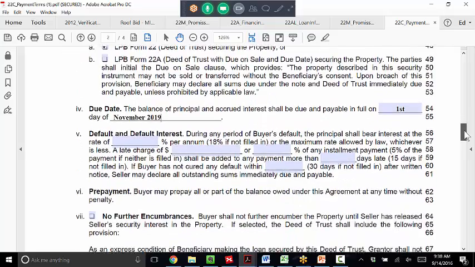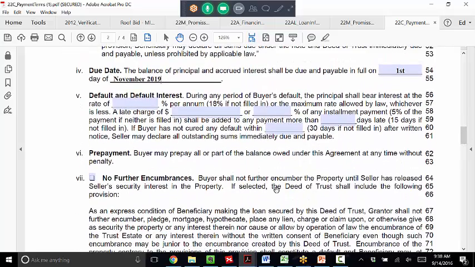Default and default interest. During any period of buyer's default, the principal shall bear interest at a rate of, look at the default is 18%. Again, these are all to be negotiated. So if you represent the buyer, try and get it lower. If you represent the seller, stick with this number because anything higher would be illegal.